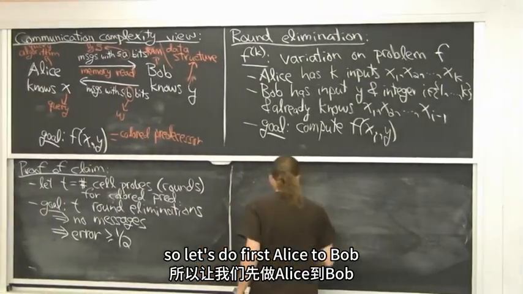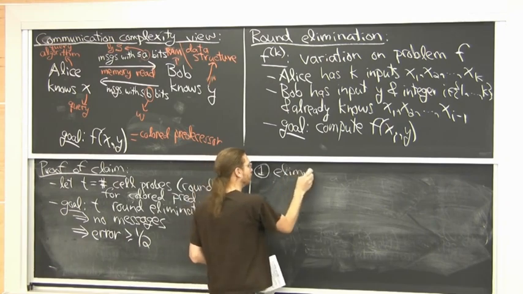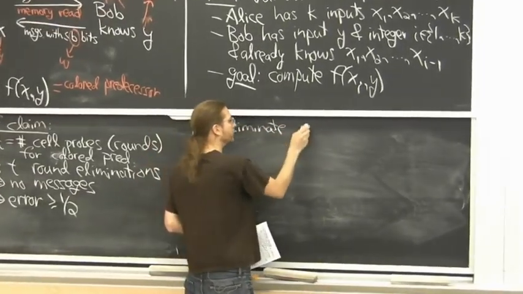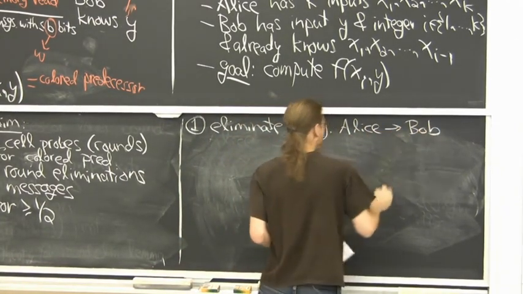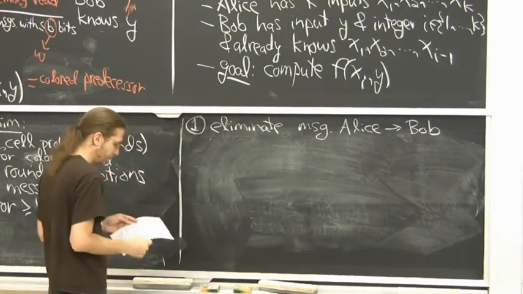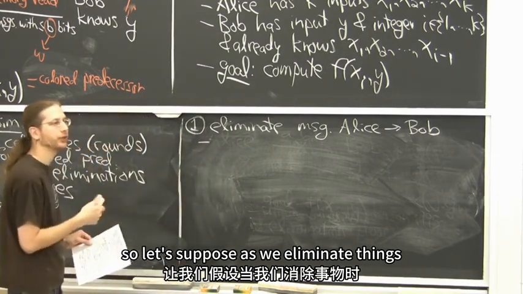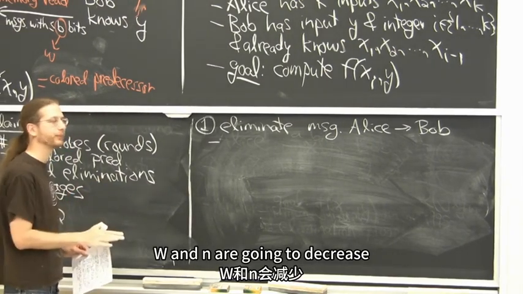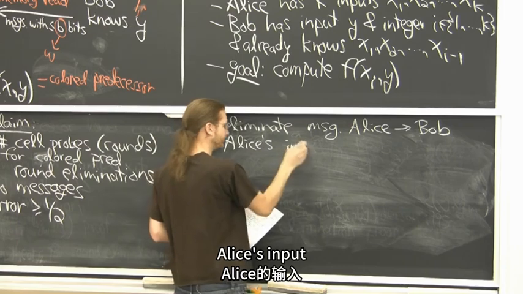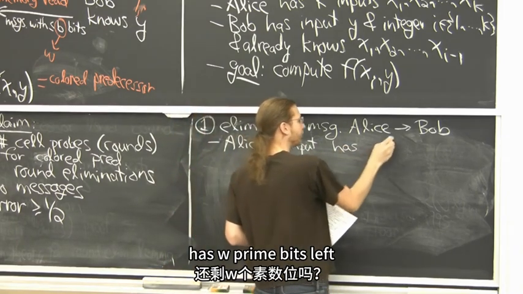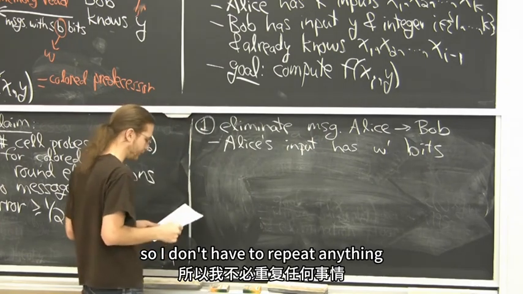So let's do Alice to Bob first, because that's the first type of message we need to eliminate. As we eliminate things, W and N are going to decrease. So suppose at this point Alice's input has W prime bits left. Initially W prime is W, but I want to do the generic case so I don't have to repeat anything.